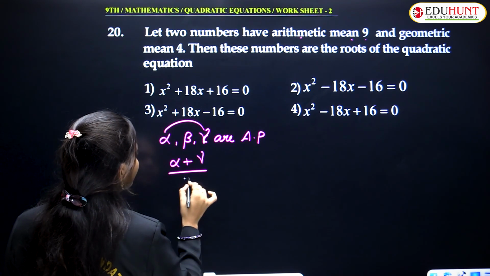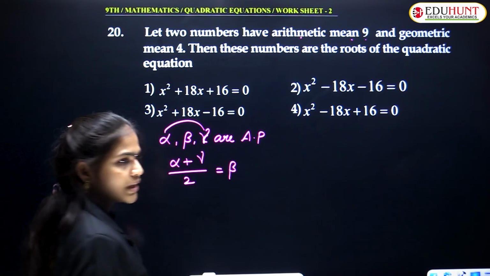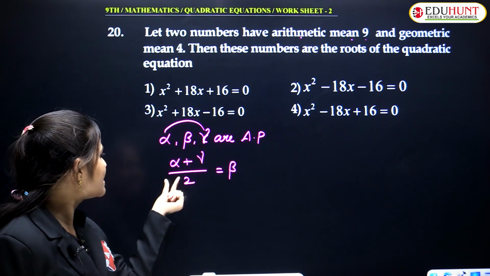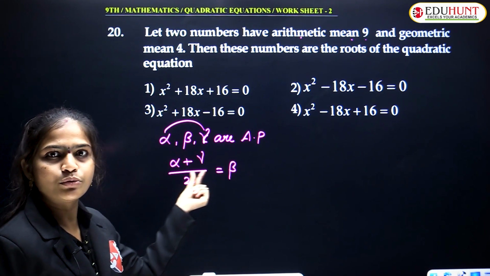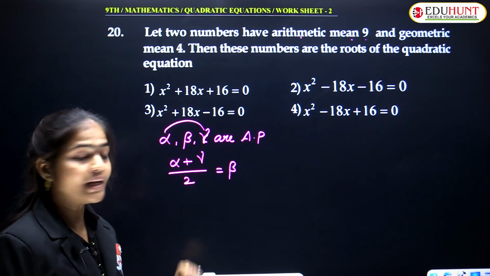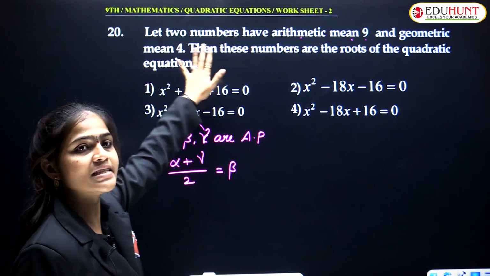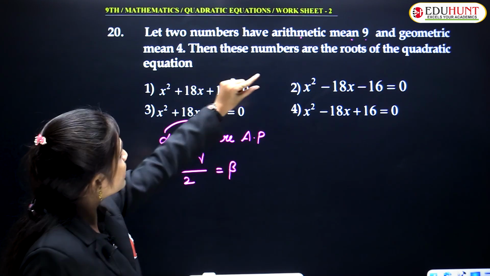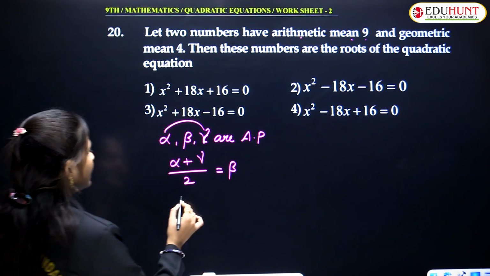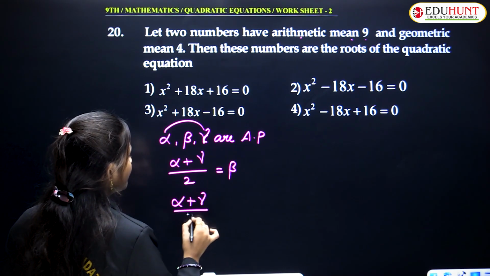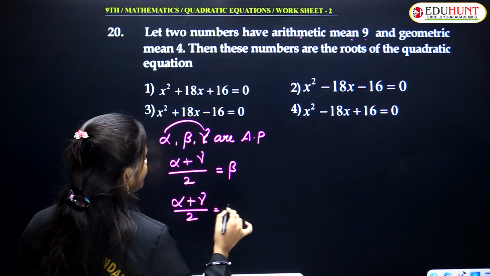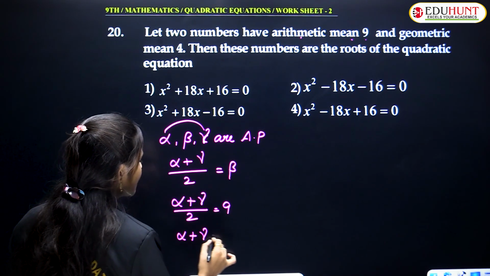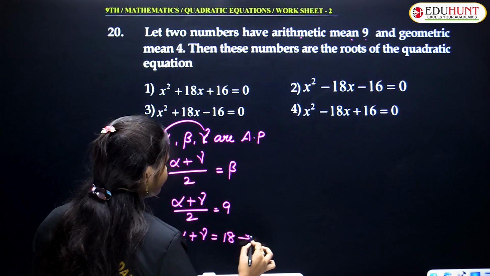Alpha plus gamma by 2 is equal to beta. This is the condition for AP. If the numbers are in arithmetic progression, then the arithmetic mean is alpha plus gamma by 2 is equal to beta. In the same way here, the arithmetic mean of two numbers is 9. So alpha plus gamma by 2 is equal to beta, that is 9. Am I clear to you? So according to this, alpha plus gamma is equal to 18.